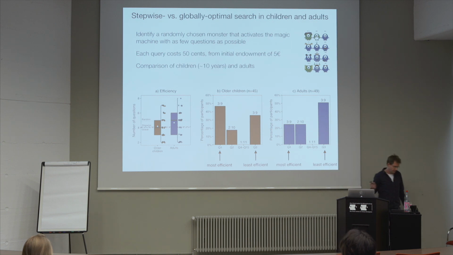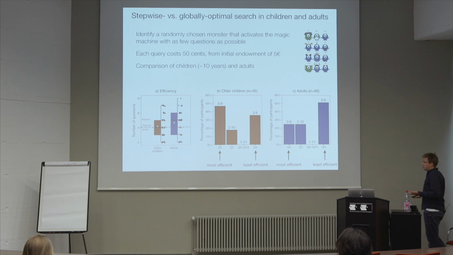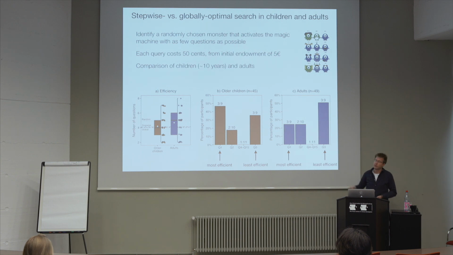So what you see here is efficiency. That's the number of questions that children and adults needed. Children are orange and adults purple. This is the mean and the bar is the median. And one thing that you can observe is that children are essentially as efficient as adults. In this particular study they even need fewer questions than adults, but in general, there's no difference between adults and children.